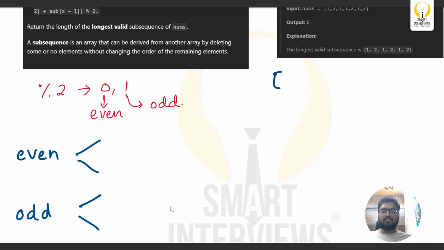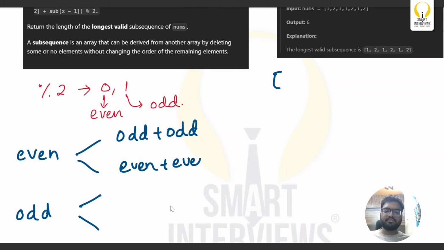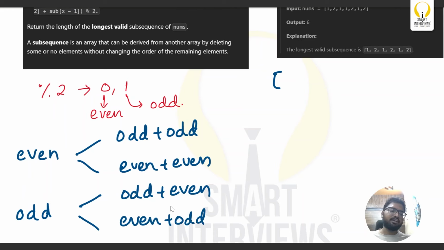So when are you going to get an even number? If you add an odd element with an odd element, you'll definitely get an even element. And if you add even plus even, that case is also valid for this. Similarly for odd, if you add odd plus even or even plus odd, you'll get an odd number, and here you will be getting the sum as even. So you have these four cases.